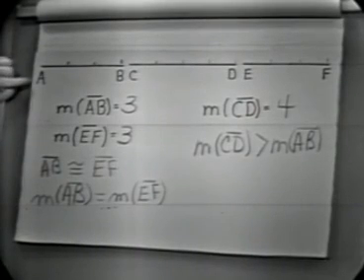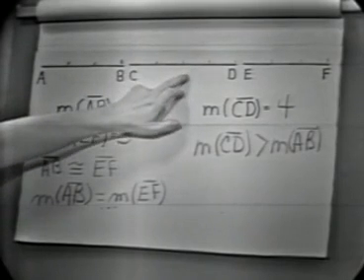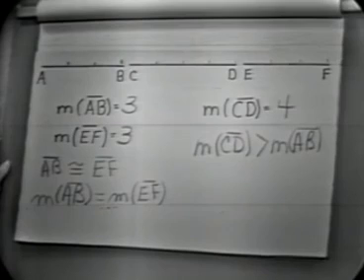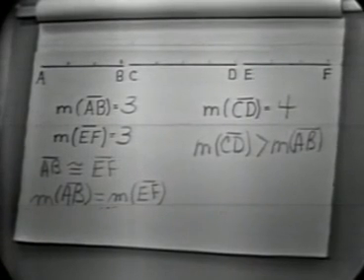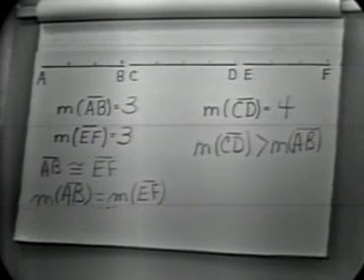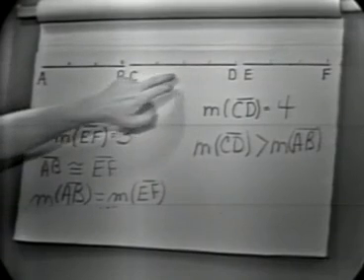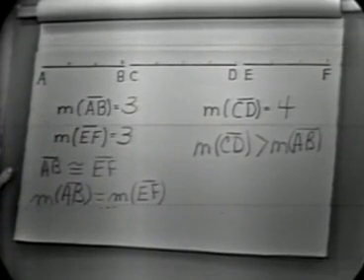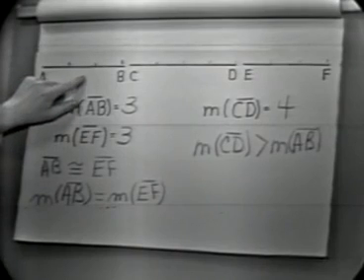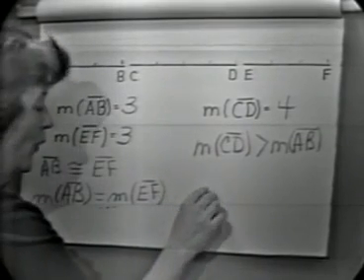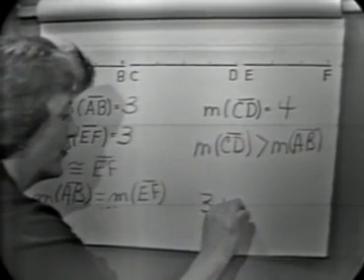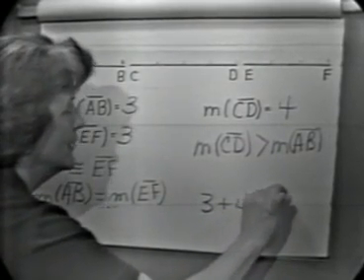But let's consider now the union of line segment AB and CD. If we were to consider the number associated with the union of our 2 sets of pencils, we would find the sum of the numbers associated with each of the sets. The measure associated with the union of segment AB and CD is found by adding the measure of each of the segments, or 3 plus 4 is equal to 7.